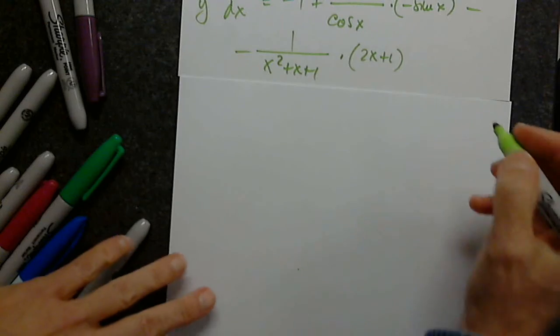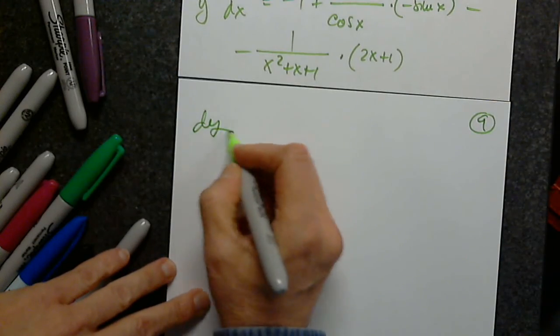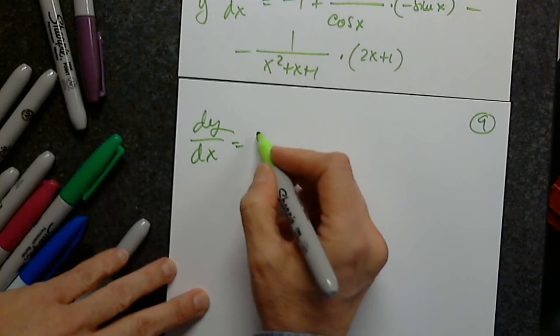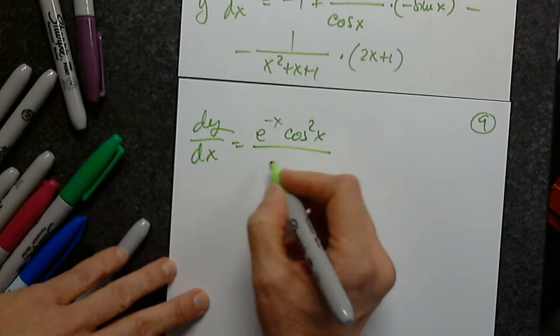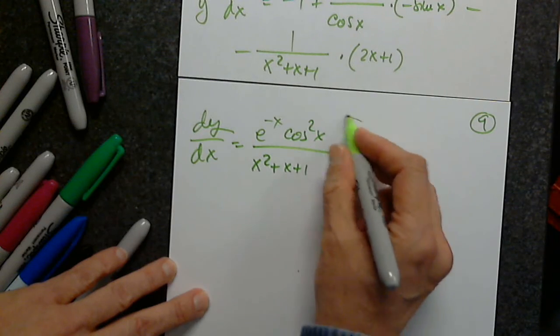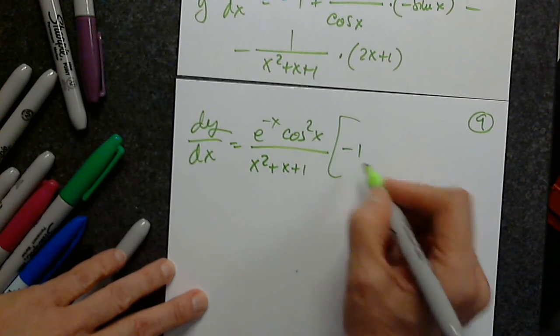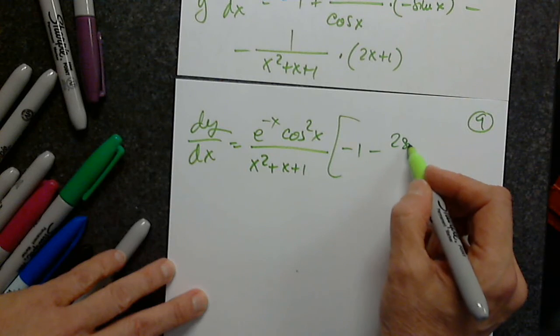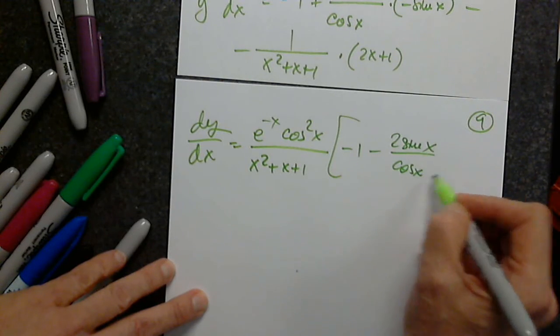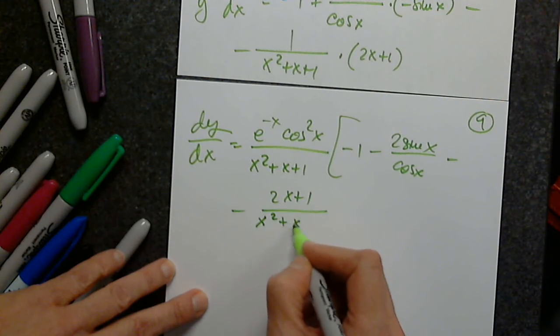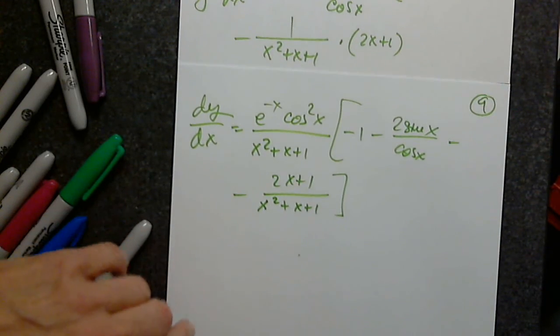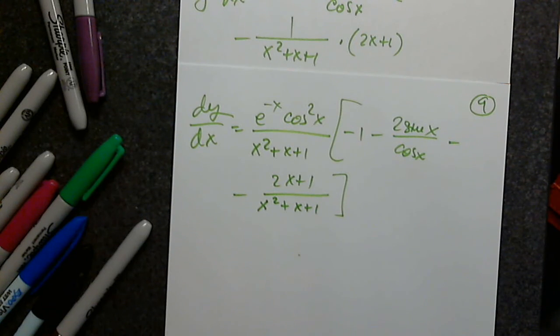Okay, so dy over dx equals e to negative x cosine squared x over x squared plus x plus 1, times negative 1, negative 2 sine x over cosine x, and minus 2x plus 1 over x squared plus x plus 1. And I will not do anything else. I would like to factor out negative 1 and have all plus inside, but that's fine.